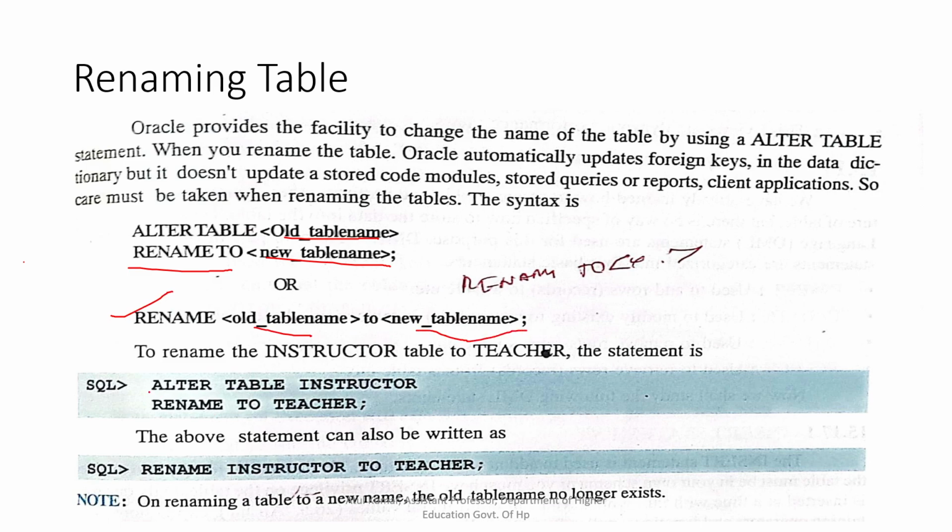So suppose we want to rename a table named instructor to teacher, this is the syntax: alter table instructor rename to teacher. This can also be written as rename instructor to teacher. So these are different DDL commands in SQL.